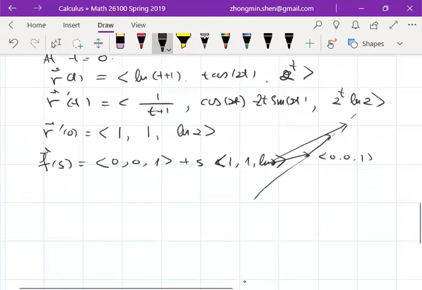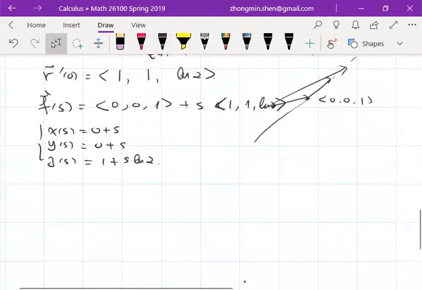Now, if you want to write down details, x of s is going to be 0 plus s, y of s is 0 plus s, z of s is going to be 1 plus s times natural log of 2. Okay, that's correct. The key point for this problem is you should know how to find the tangent vector to the curve.